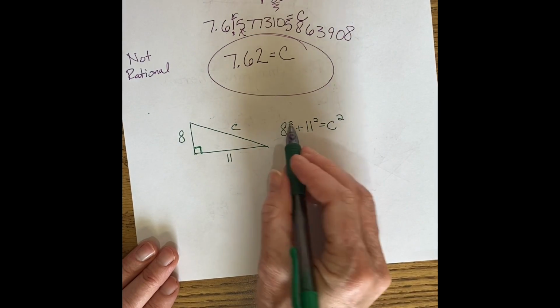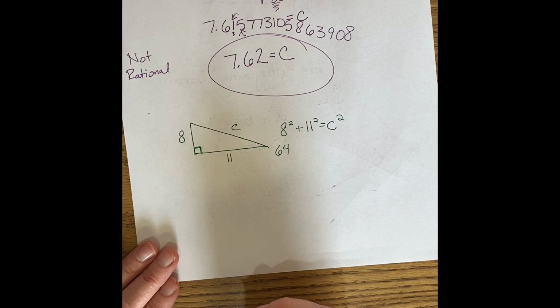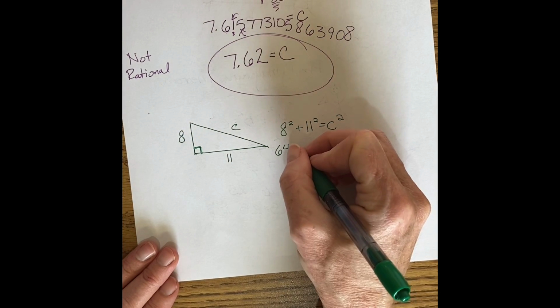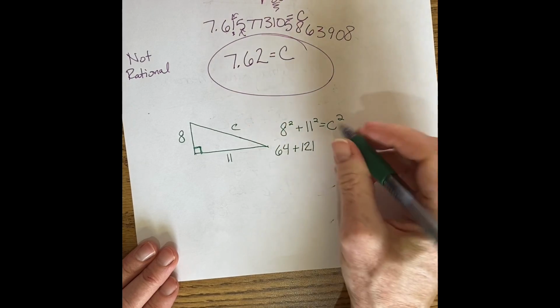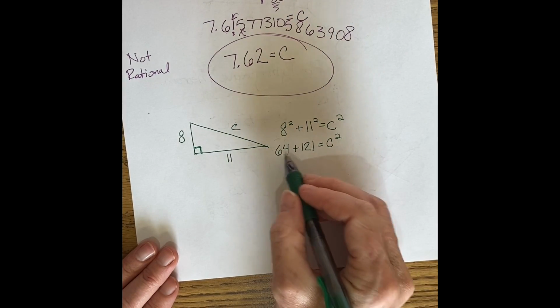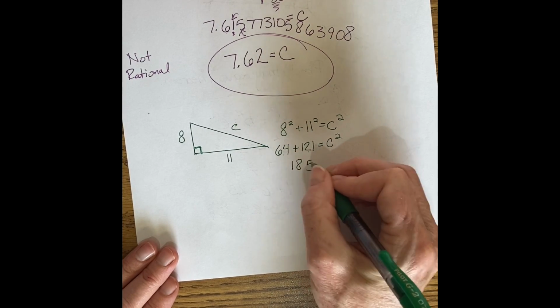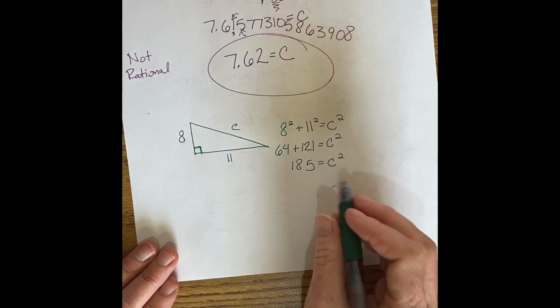Well, what's 8 squared? 8 squared is 64. What if you don't know in your head what 8 squared is? Use a calculator. It's totally fine. So 11 squared is 121. Again, I just know that one in my head, but not everybody does. Well, 64 plus 121 is 185. So 185 equals C squared.